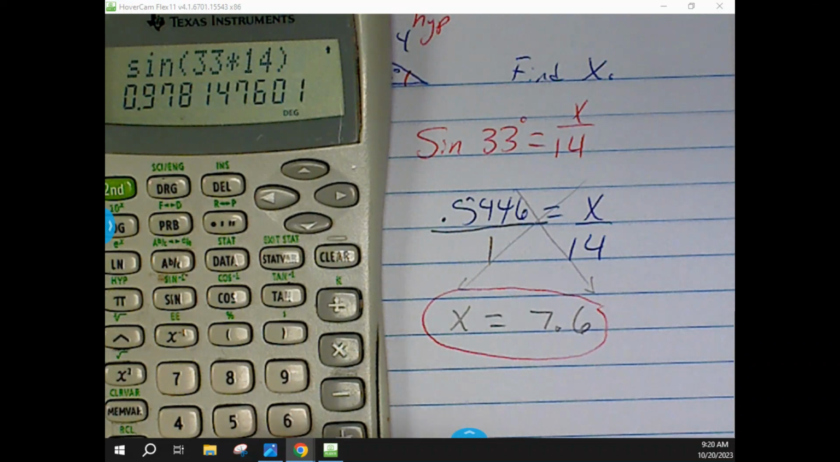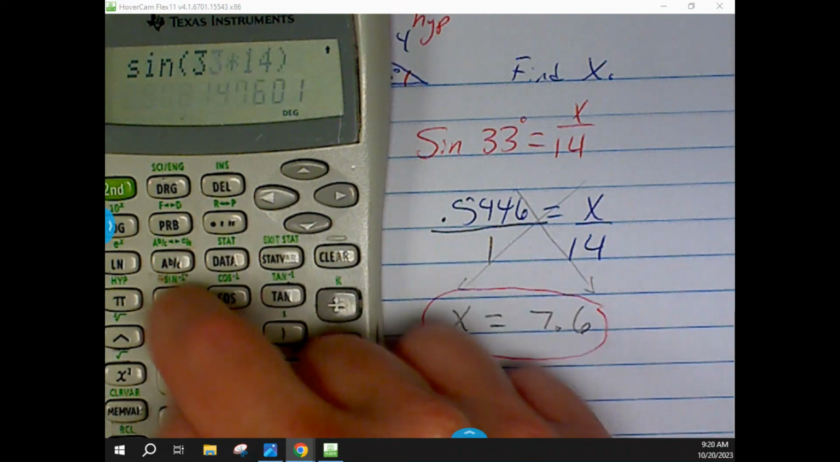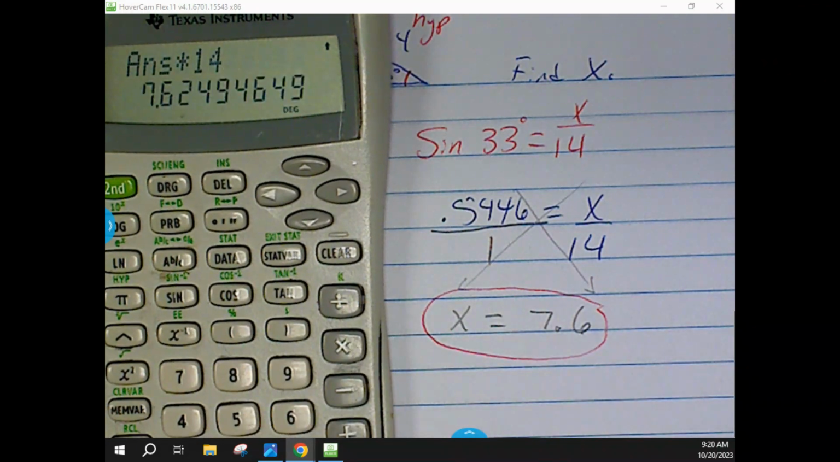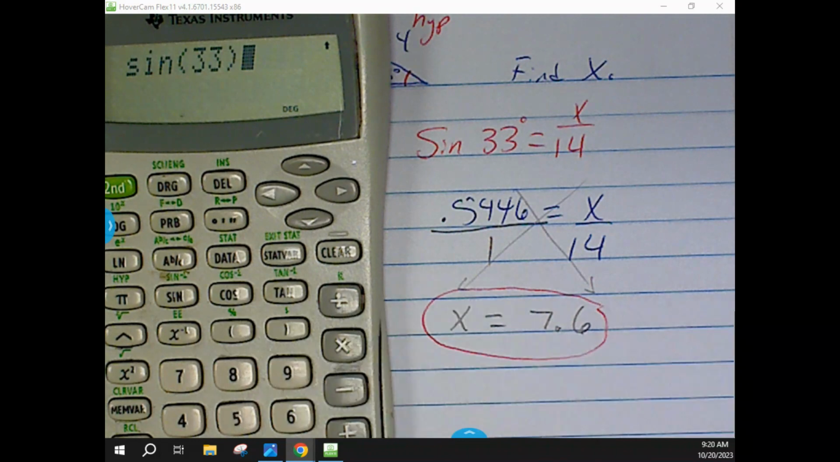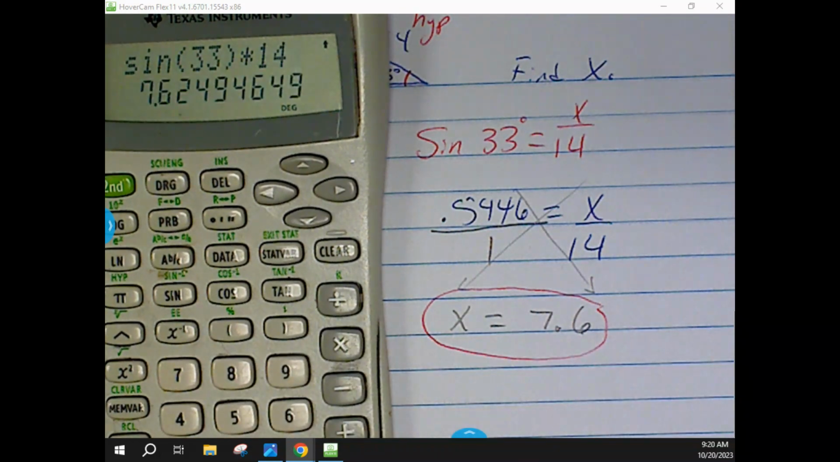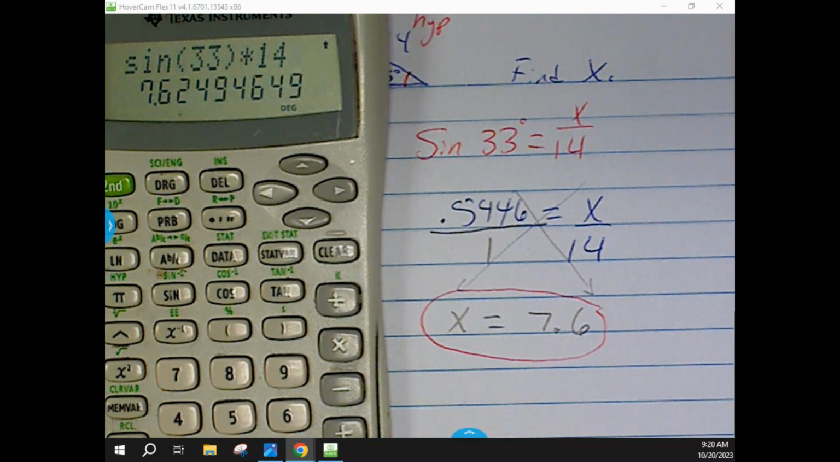So when you're doing these, either find the sine of 33, hit enter, and then multiply that by 14. Or if you want to do it all in one step, just make sure you close off the parentheses and then multiply by 14. Not a huge thing, but you've got to make sure you do one of those two to get the correct answer.